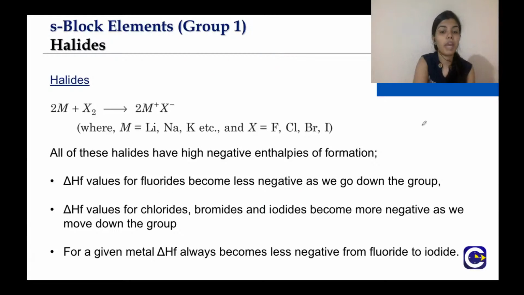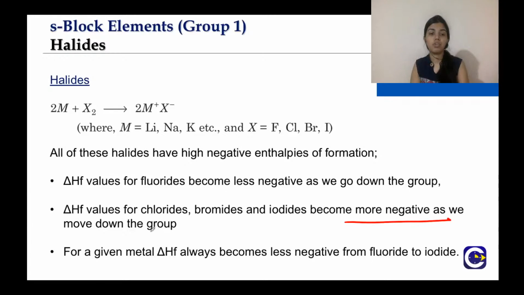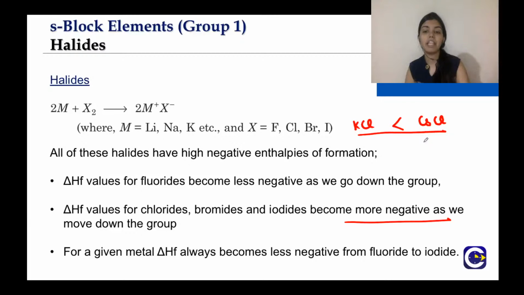Then you come to chloride, bromide and iodide, where the reverse order is followed, right? So it becomes more negative as we move down the group. So if one asks whether cesium chloride or potassium chloride has a higher negative enthalpy of formation, in this case cesium chloride will have a greater negative enthalpy of formation than potassium chloride.